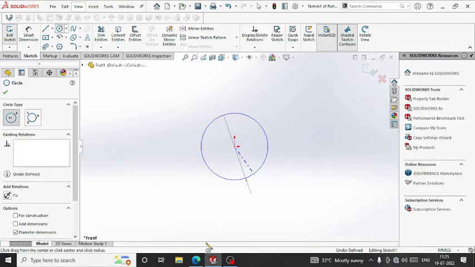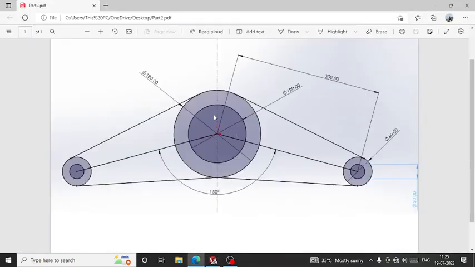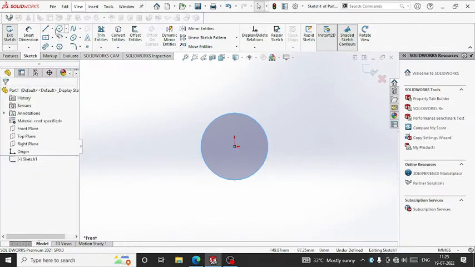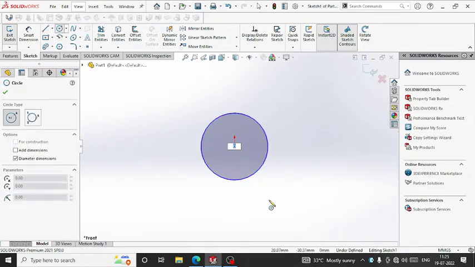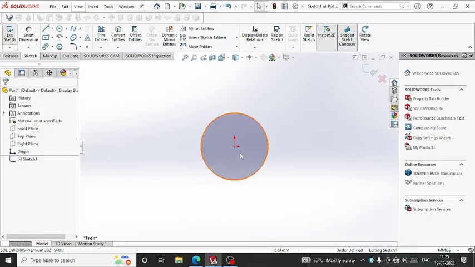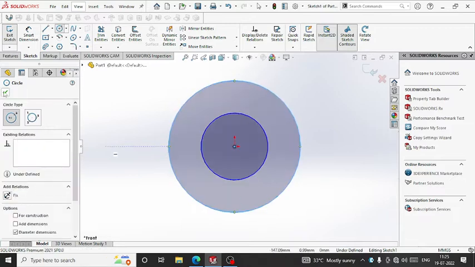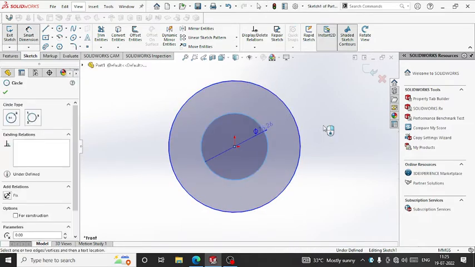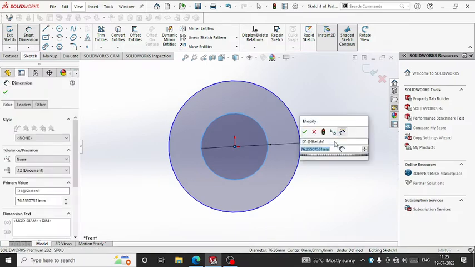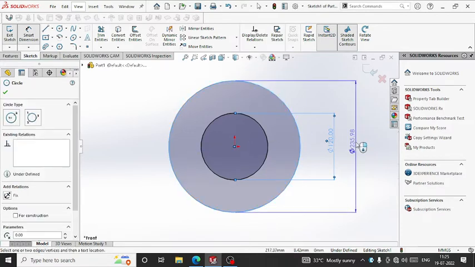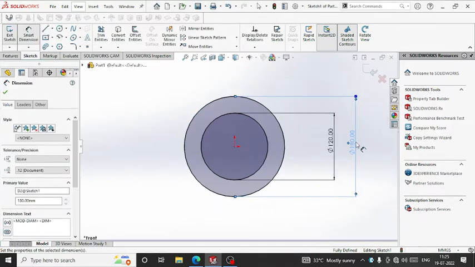Circle. Two circles with diameter 180 and 120. Okay. Smart dimension. 120 and 180. Okay.